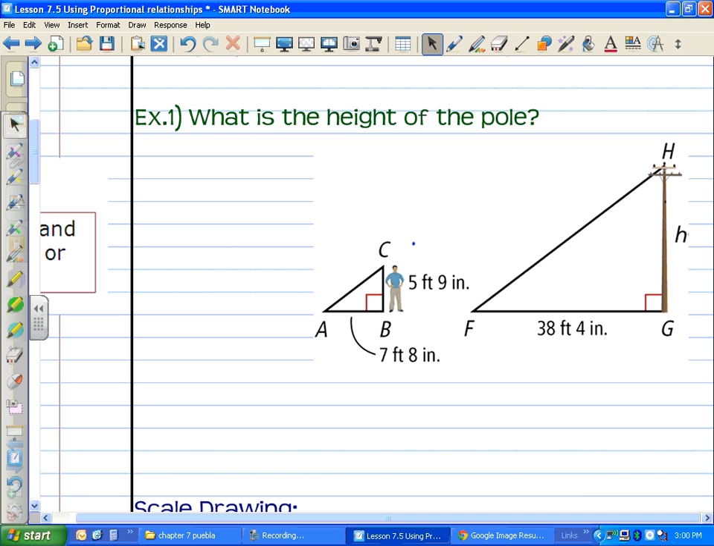Okay, we have a picture here. What is the height of the pole? So we're trying to figure out what is the height of this pole. Now guess what you have here, obviously.